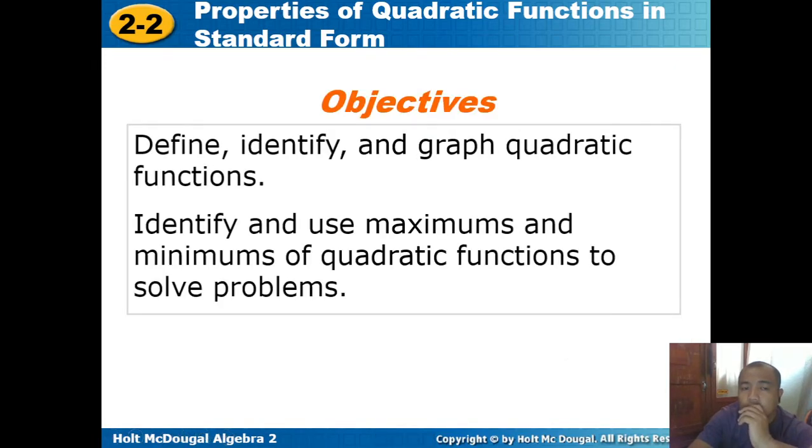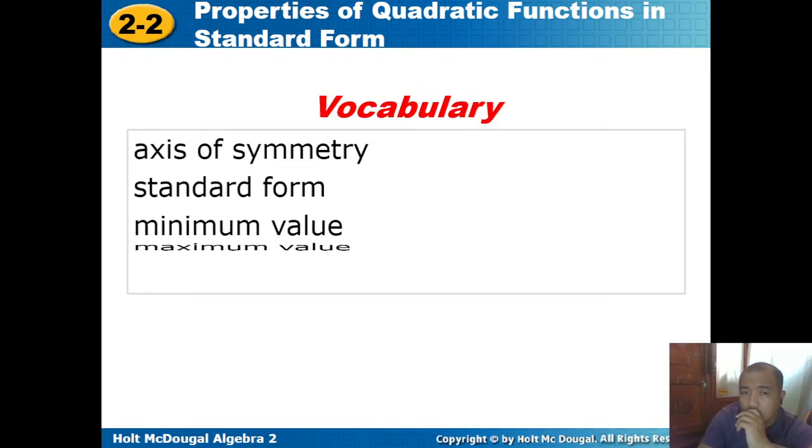Objectives for this topic: define, identify, and graph quadratic functions. Identify and use maximums and minimums of quadratic functions to solve problems. These are the vocabulary to be used in this topic: axis of symmetry, standard form, minimum value, maximum value.